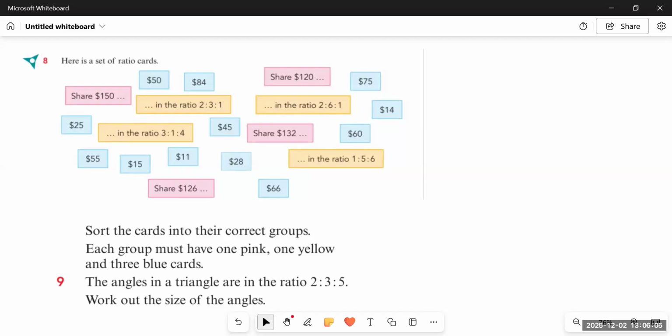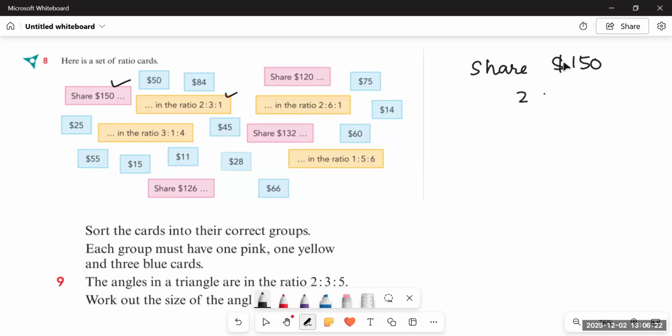So if we start from the first one, share $150. So we can choose any yellow card for it. That is in the ratio 2:3:1. Let's take these two. What we will do, we will find out their total. That is 6. First, we will divide 150 by 6, which gives us 25.